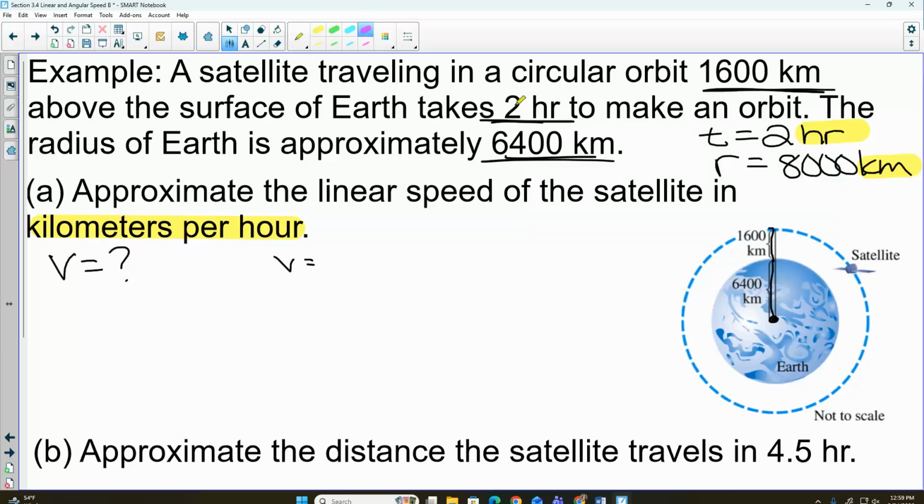It takes 2 hours to make an orbit. What does it mean if it makes an orbit? Full rotation. So my theta is 360 degrees or 2 pi radians.